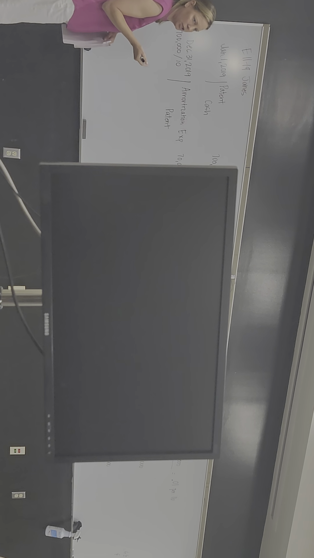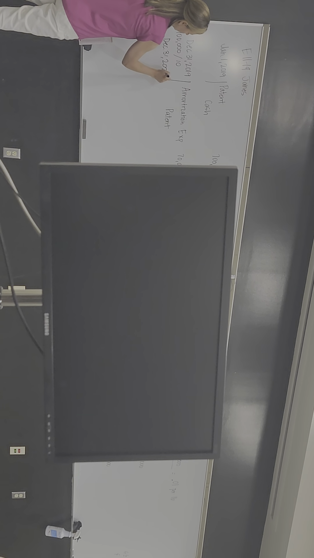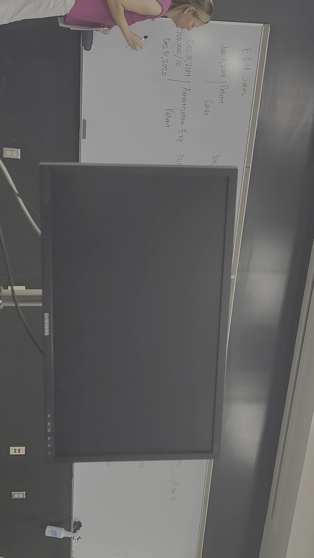So instead of having an accumulated amortization account, we're just going to reduce the asset directly. We'll make this exact same journal entry again at December 31st, 2020. So times 2.